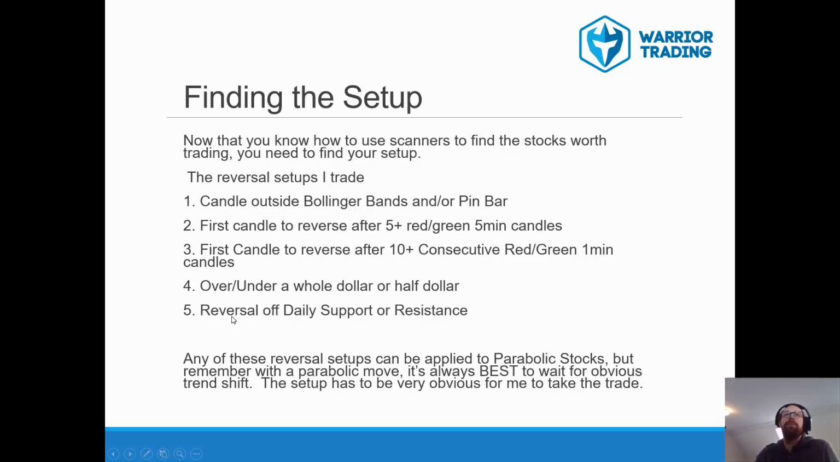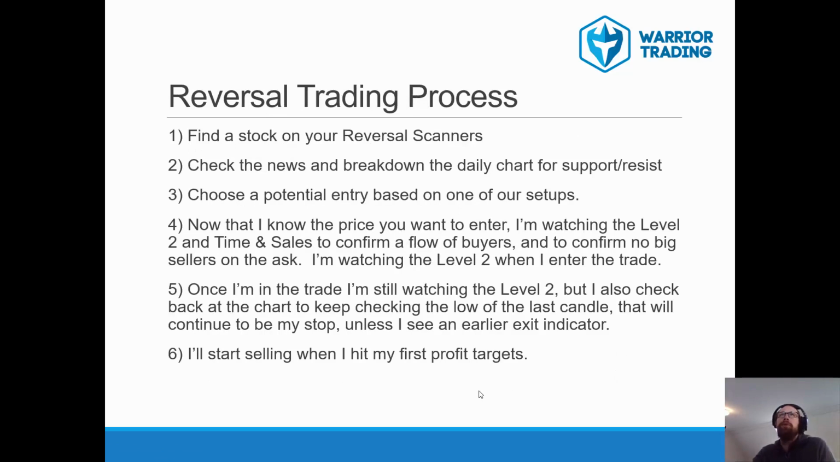Setup number 5 is a reversal off daily support or resistance, which is also important because if a stock is squeezing and we suddenly hit a critical daily level, like the top of a gap or the top of a window or a level where we've seen a lot of resistance in the past, we could reverse off that level. So remember, any of these reversal setups can be applied to parabolic stocks, but with parabolic stocks, it is best to wait for the most obvious trend shift because the risk is just so much higher on stocks that are making parabolic moves.